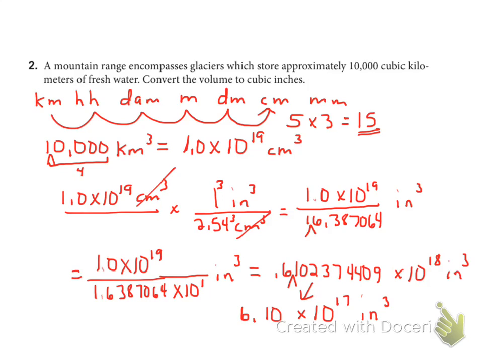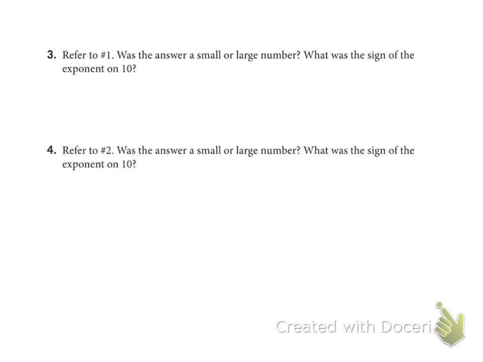Number 3. Refer to number 1. Was the answer a small or large number? The answer to number 1, was that a small number or a large number? It is a small number. What was the sign of the exponent on 10? Negative.